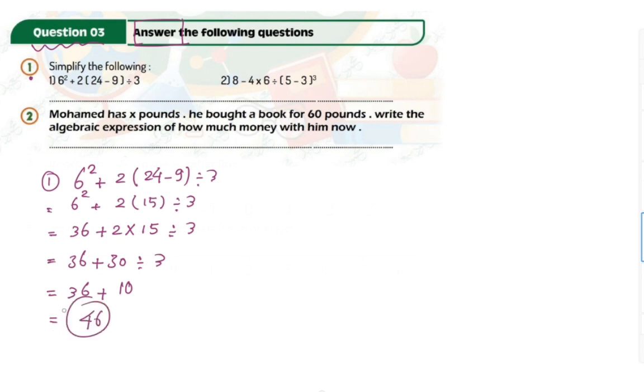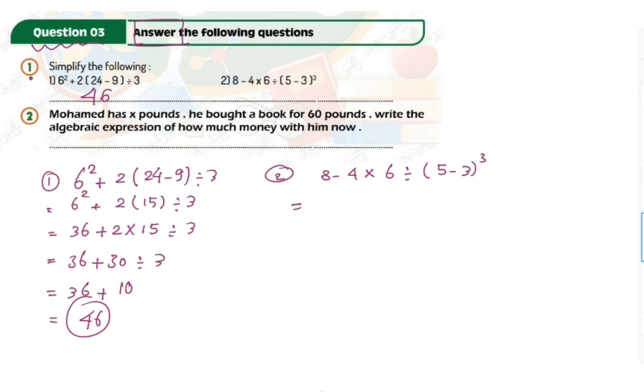46. So after you simplify it, you find it 46. The second one is what? Point number 2. We have 8 minus 4 by 6 divided by parentheses of 5 minus 3, to the power 3.